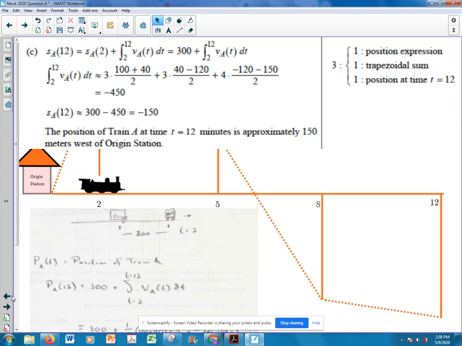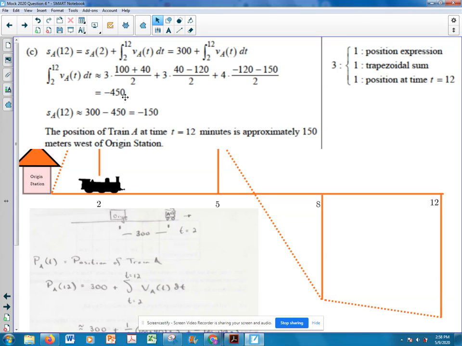Part C. Here comes the trapezoidal stuff. So the position: if you have this part, which I have down here, your initial condition plus the displacement, if you have something that represents that, that's going to get you the first point. They said S of A, I did P of A, whatever. Okay, trapezoidal sum. Do you have your trapezoidal sum? So this will get it for you.